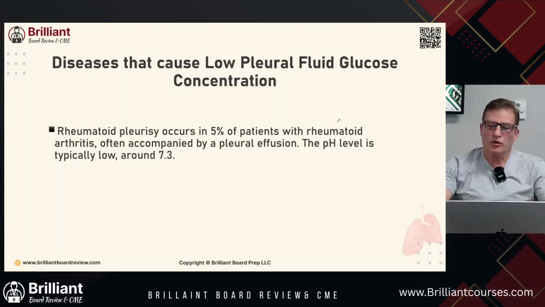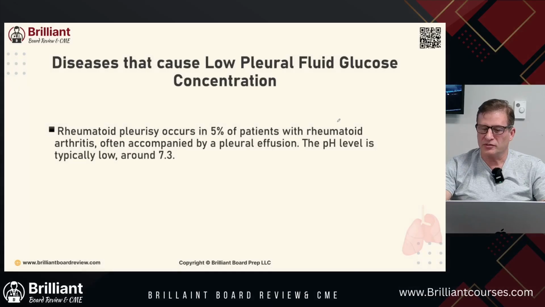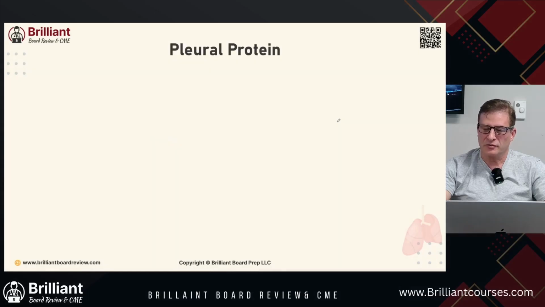Diseases which can cause low pleural fluid glucose concentration. So to help to get the diagnosis, rheumatoid pleurisy occurs in 5% of patients with rheumatoid arthritis, often accompanied by a pleural effusion. The pH is typically low at 7.3. So they can have diseases that have low pleural fluid glucose concentration. Rheumatoid arthritis is one. Tuberculous pleurisy, lupus pleurisy, malignant effusion, esophageal rupture can also have low pleural fluid glucose concentration.